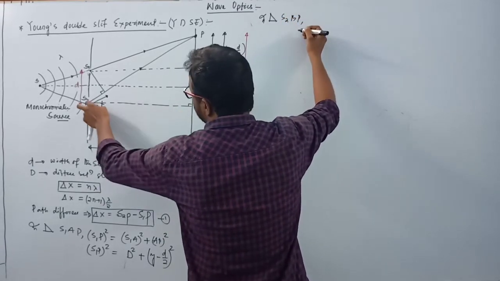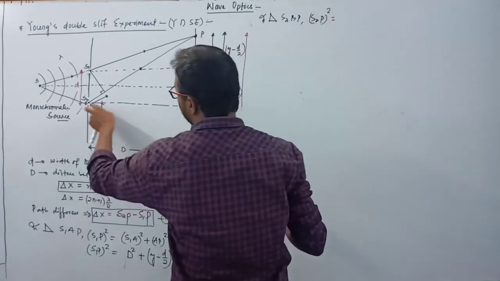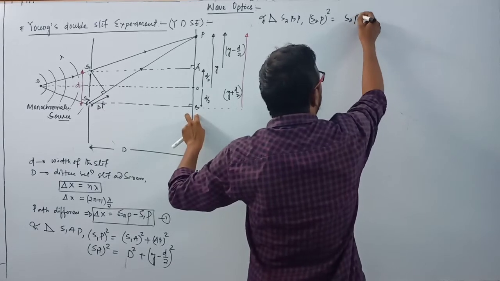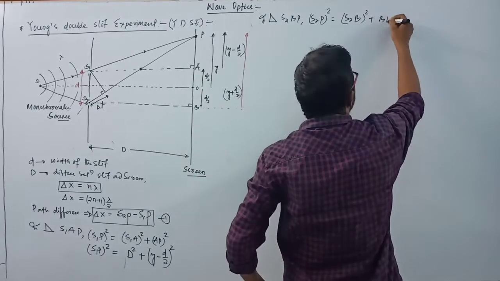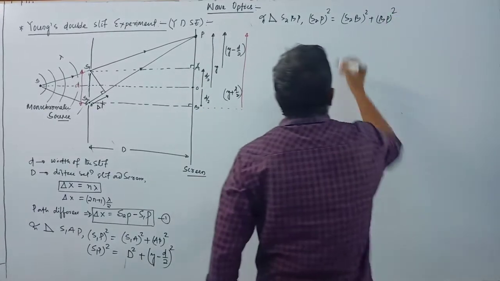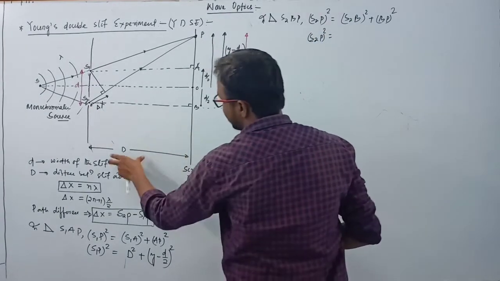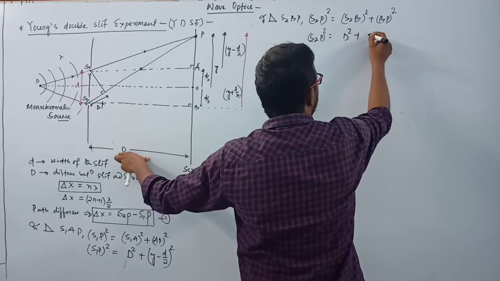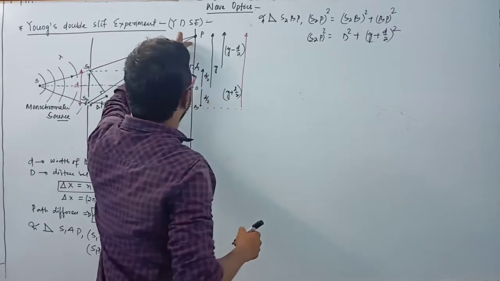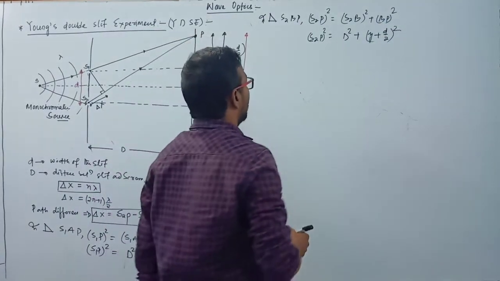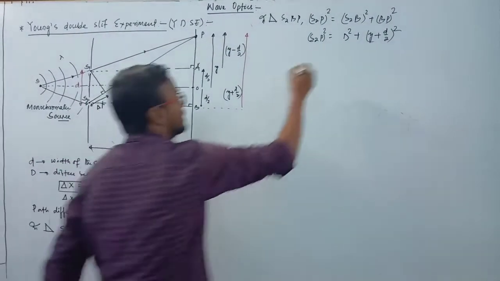In the right angle triangle S2BP, using Pythagoras theorem, S2P square equals S2B square plus BP square. S2B is the distance capital D, so S2P square equals D square plus (y plus d by 2) whole square, because the distance B to P is y plus d by 2. We take this as equation number 2 and this as equation number 3.